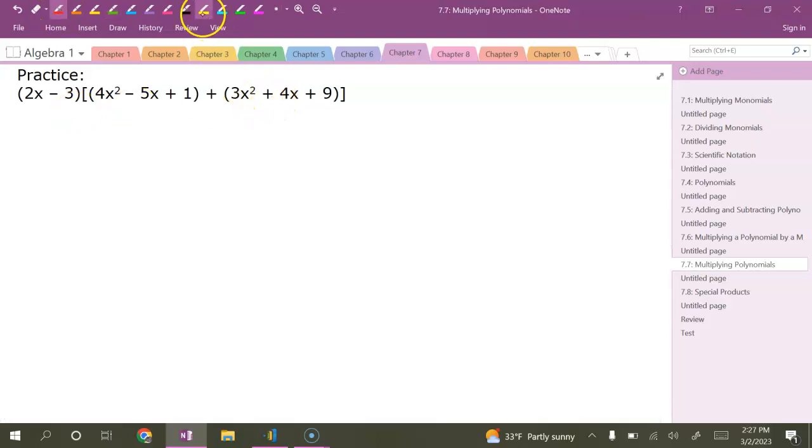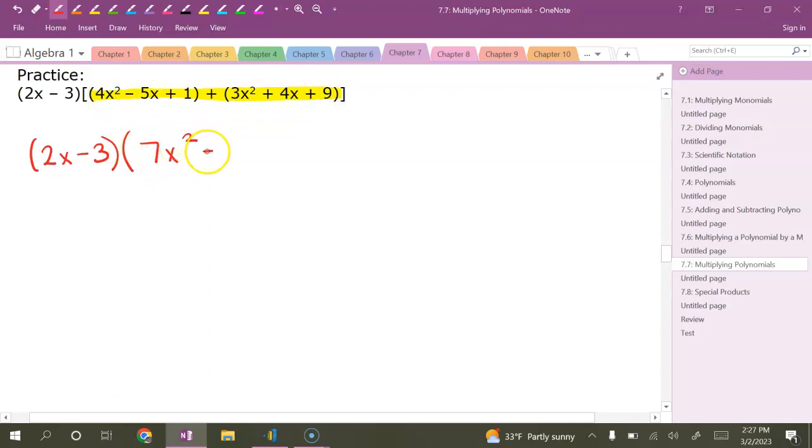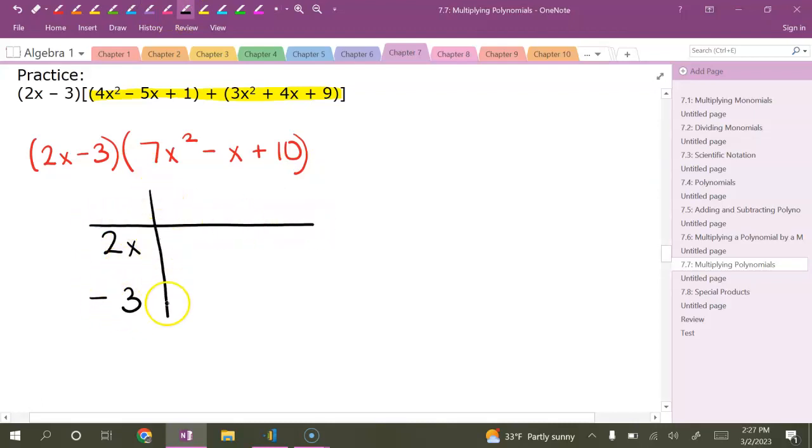What I did first is, again, I focused on the inside here because it's inside those big brackets. And so I brought down the 2x minus 3. And then inside these brackets here, I added my like terms. And so that gave me a 7x squared minus x plus 10. Then I went ahead and set up with my box method again, or some of you may have used your distributive property twice.